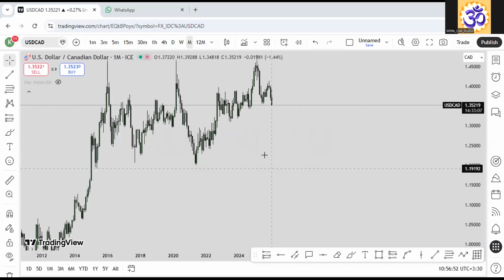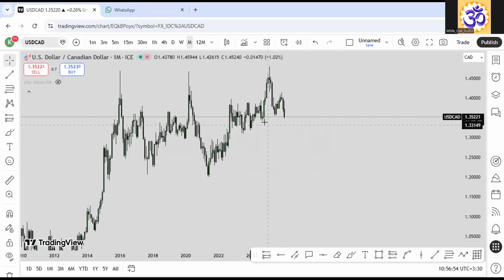Okay, so I'm going to start. Last time we just did the market makers buy model. So today we are going to do the market maker sell model.